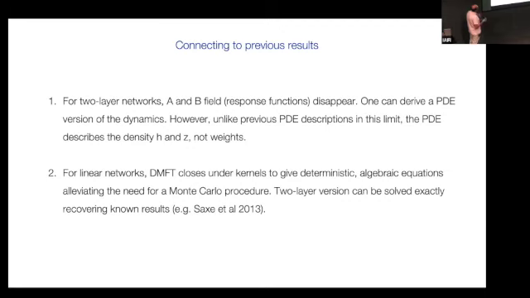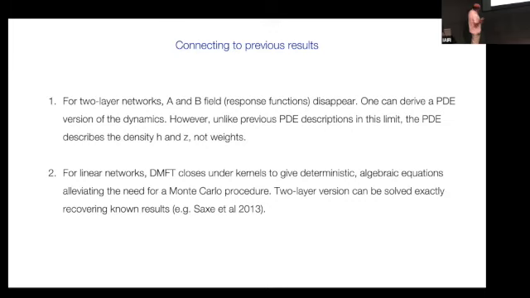The point is, this is a complicated stochastic process, and what you can do with it has so far been limited. We can simulate them for small neural networks and so on. But we can connect to the previous results. For example, for two-layer neural networks, you can derive a PDE version of this dynamics, a differential version rather than an integral equation version, which ties to the previous two-layer mean field theory limits, which were also PDE descriptions.